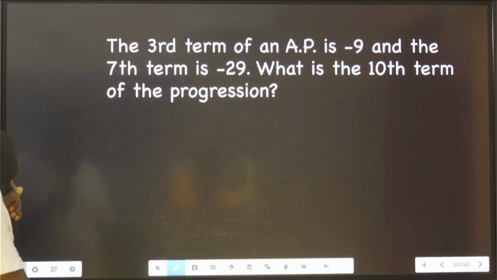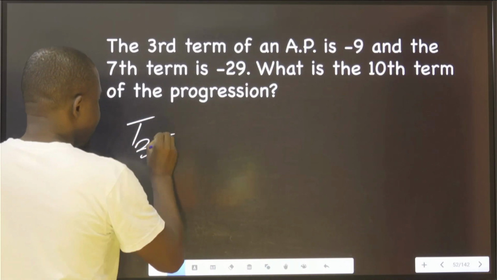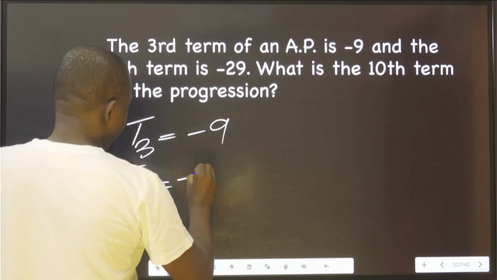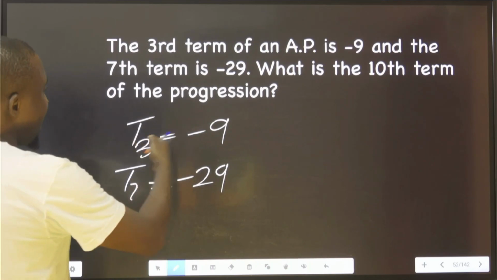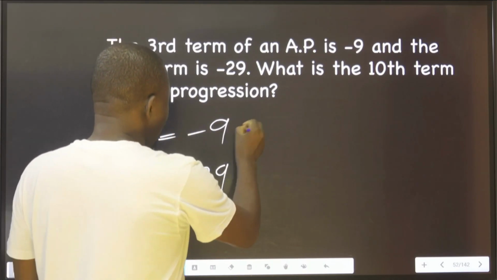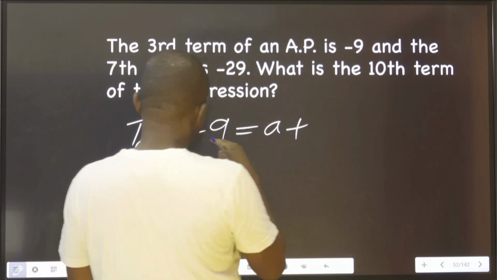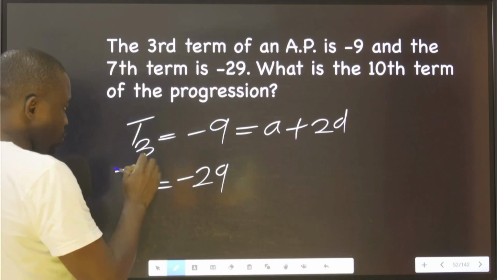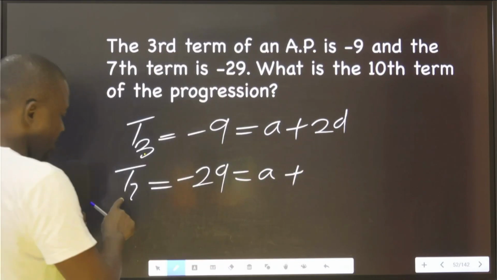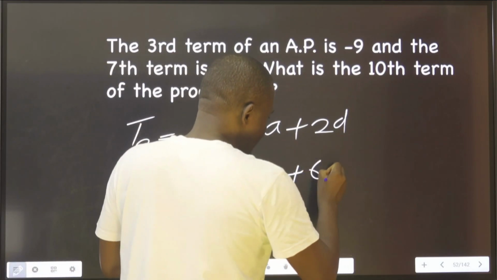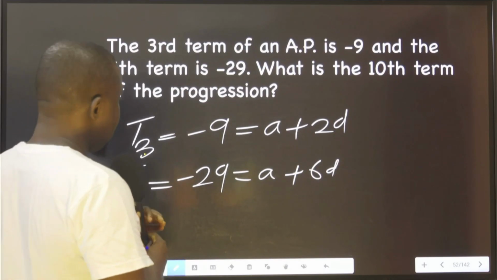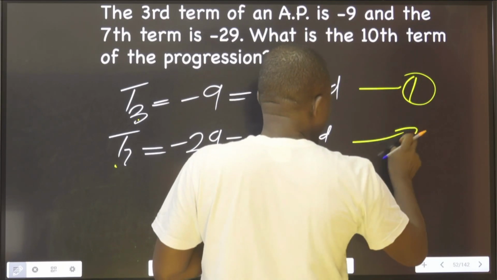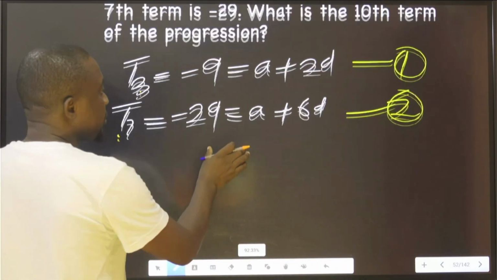So you can see, the third term is equal to minus 9. The seventh term is equal to minus 29. If you express this, you agree with me, it's going to be a plus the third term, that is 3 minus 1, that is 2d. This is a plus 7 minus 1, that is 6d. Now, we can call this one equation 1, and call this one equation 2.